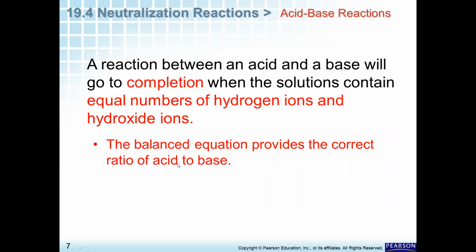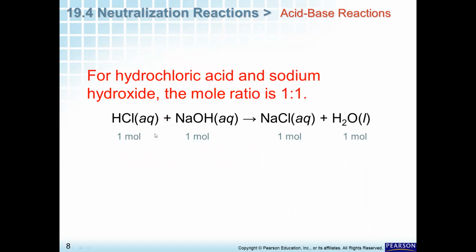After you balance the equation, you get a ratio between the two. For example, here when we react hydrochloric acid with sodium hydroxide, since hydrochloric acid is monoprotic, it will react 1-to-1. So 1 mole of hydrochloric acid reacts with 1 mole of sodium hydroxide to produce 1 mole of salt and 1 mole of water.